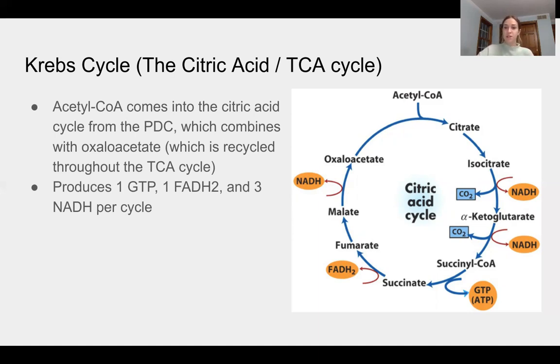For each round of the citric acid cycle, you'll probably hear me rotate between calling it Krebs and citric acid cycle because it's the same exact thing, so it's good to be comfortable hearing it either way. In each round of the citric acid cycle, we produce 1 molecule of GTP, 1 molecule of FADH2, and 3 molecules of NADH per cycle. Again, to really drive this home, if this were asking about per molecule of glucose, that would be 2 GTP, 2 FADH2, and 6 NADH.